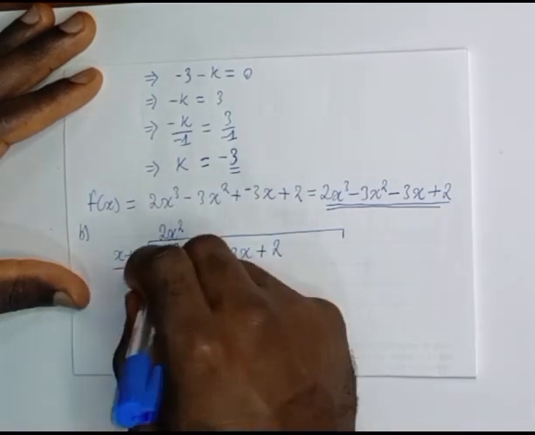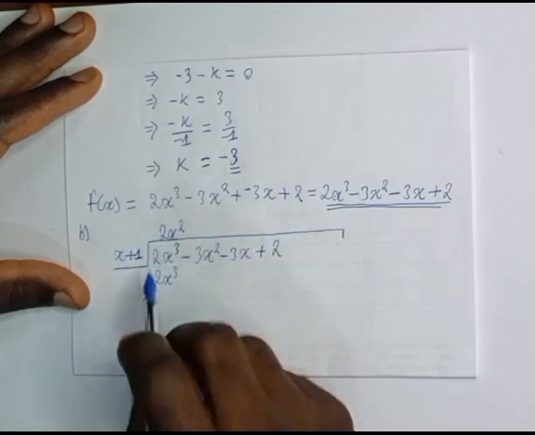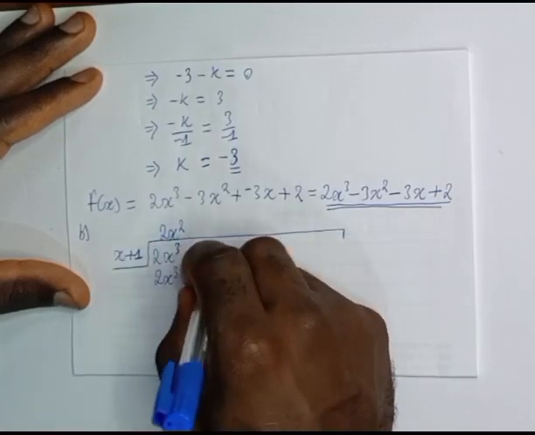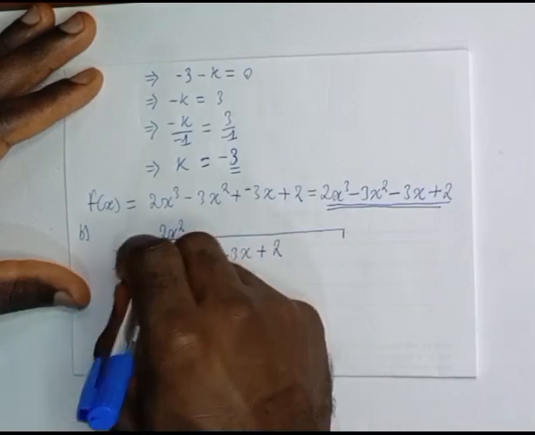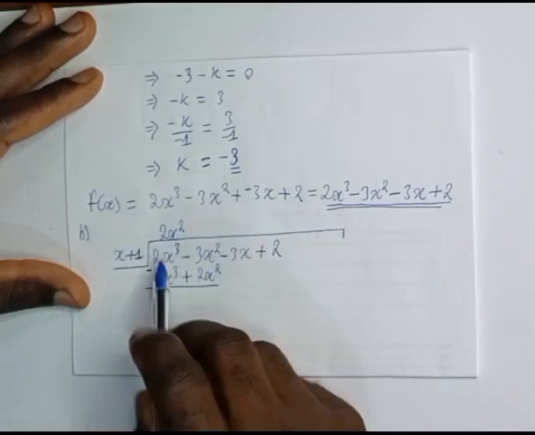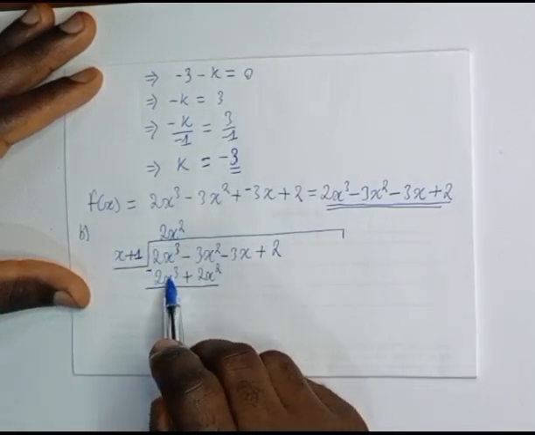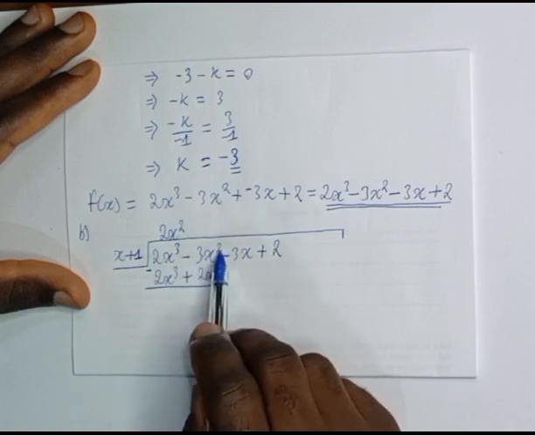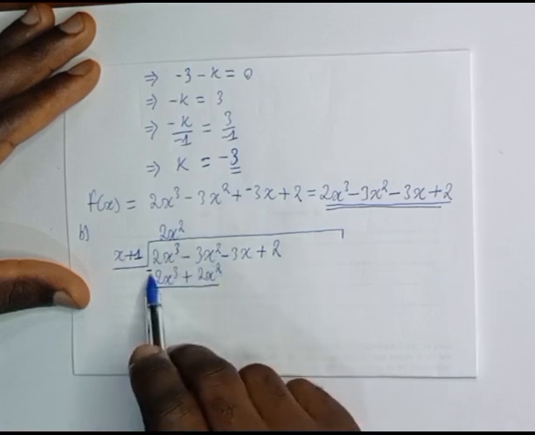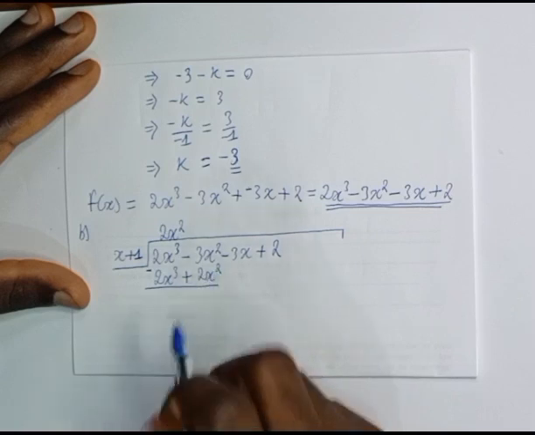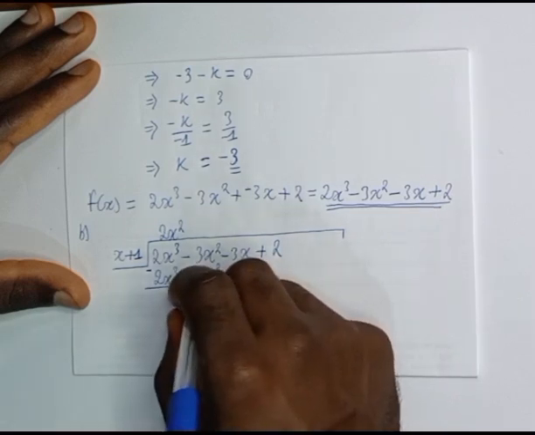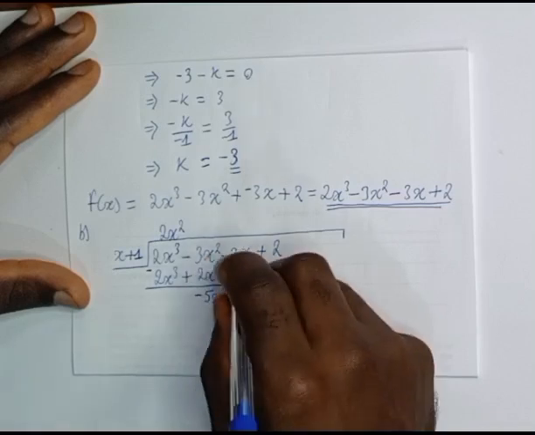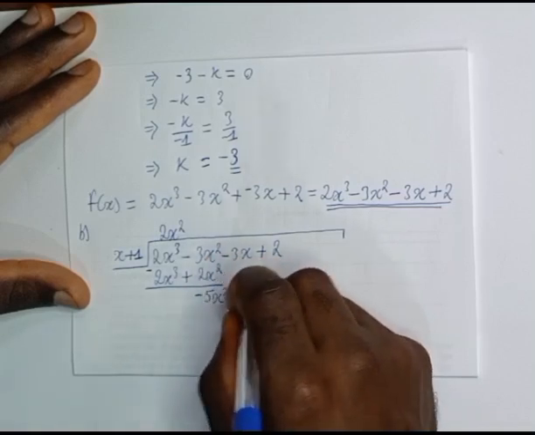2x squared times x gives 2x cubed. 2x squared times 1 gives us plus 2x squared. Then we subtract. 2x cubed minus 2x cubed gives 0. Negative 3x squared minus 2x squared gives us negative 5x squared. Then we bring down negative 3x.